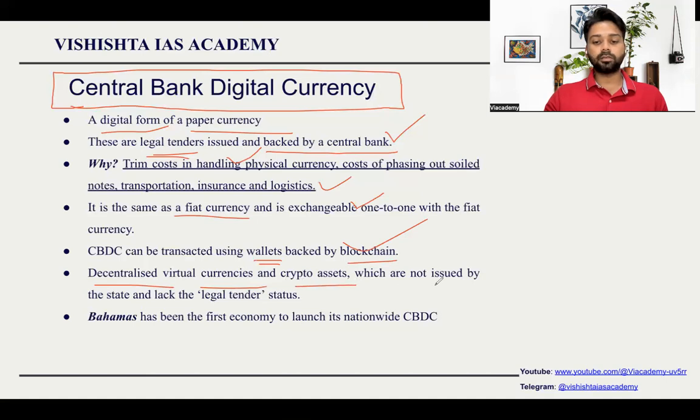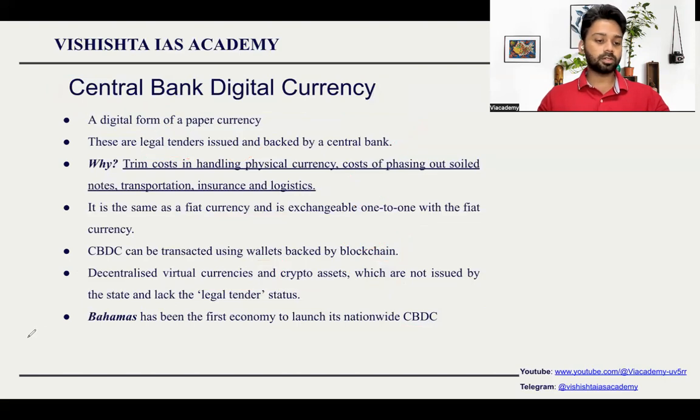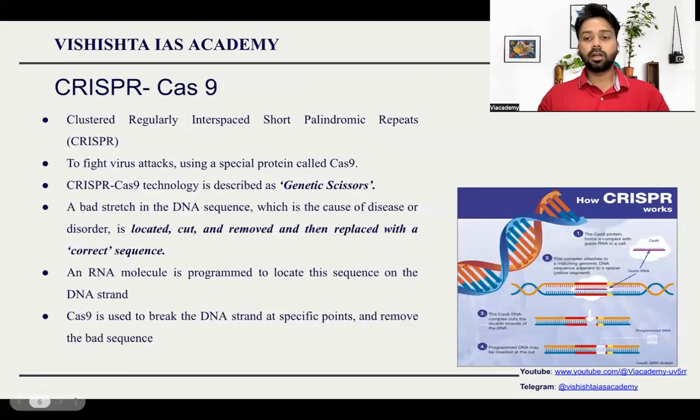Decentralized virtual currency and crypto assets are not issued by the state and lack legal tender status. So crypto assets are those which do not have any legal status, whereas the CBDC has legal status. So there is one particular statement which can be given about CBDC. If they are telling that India is the first country to give out a central bank digital currency, it is a false statement. It was the Bahamas which gave the first digital currency.